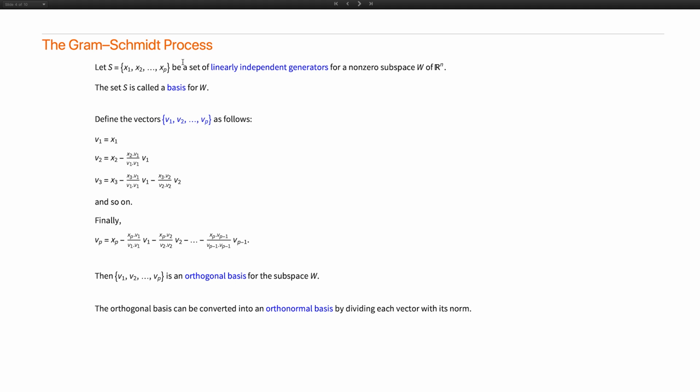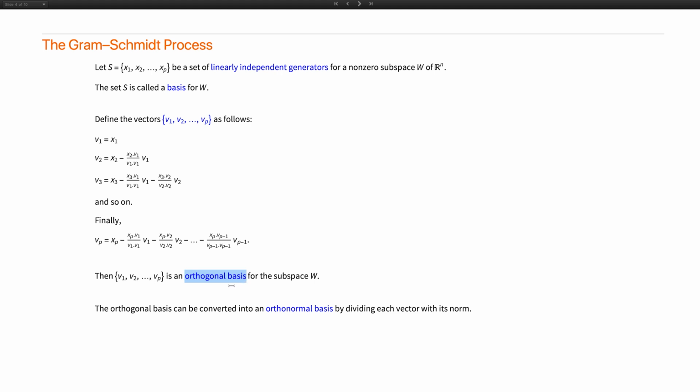Suppose you have a set of p linearly independent generators for a non-zero subspace W of Rn. So p could be anywhere between 1 and n. Of course, this set is then called a basis for W. Starting from here, you can define new vectors by taking the first vector v1 to be x1, just like we did early on, the vector v2 to be the vector x2 minus the projection of x2 along v1, and you keep on doing that, and very soon you will have an orthogonal basis for the subspace W.